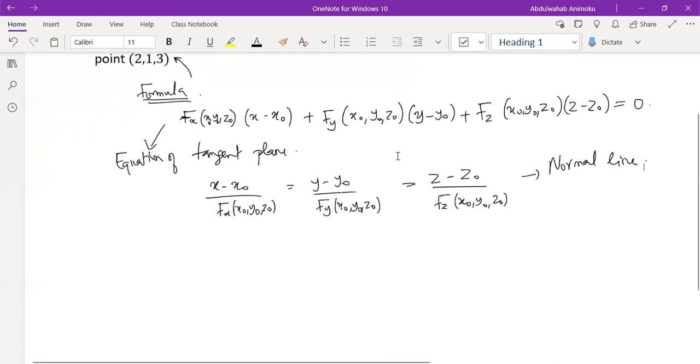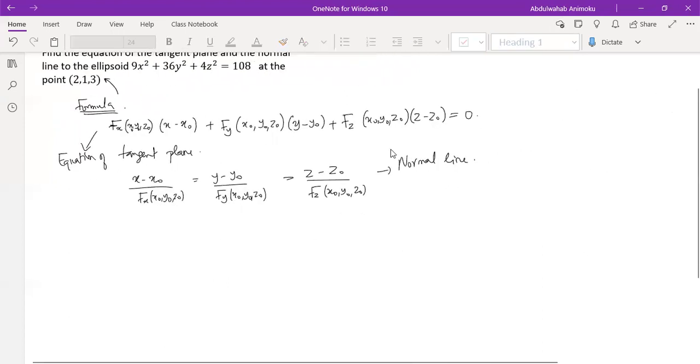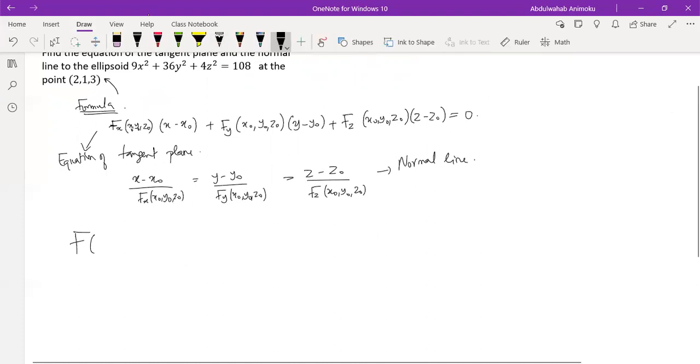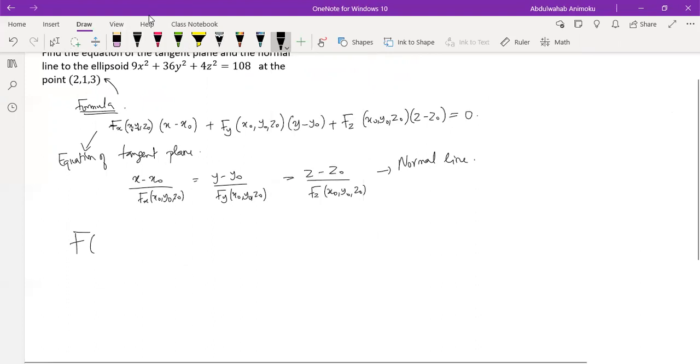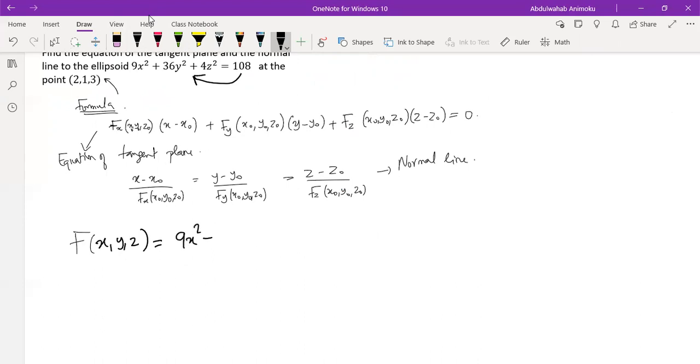So the first thing is to get your f, right? F of x, y, z. Okay, so the next thing is to find f of x, y, z, which is basically when we write this particular ellipsoid, taking everything to one side, and that will give us 9x squared plus 36y squared plus 4z squared minus 108. So basically, this is your f of x, y, z.